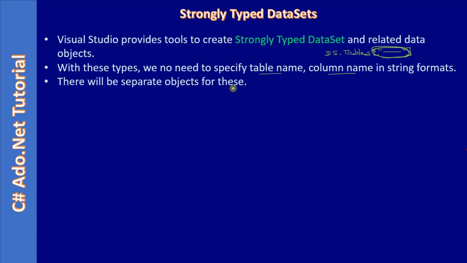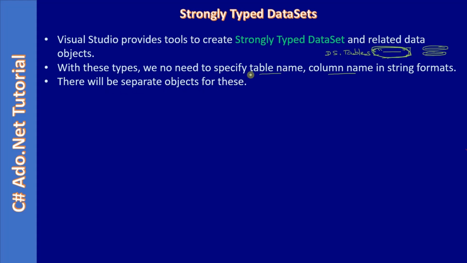There will be a separate object for this. Say for example, JS.Tables of jobs, JS.Tables of title. That's how we refer to a table in a loosely typed dataset. In strongly typed dataset, there will be a separate class object. Say for example, data table jobs, data table title. Right? Since it's a strongly typed object name, we no need to specify the string literal. We can directly access those objects.